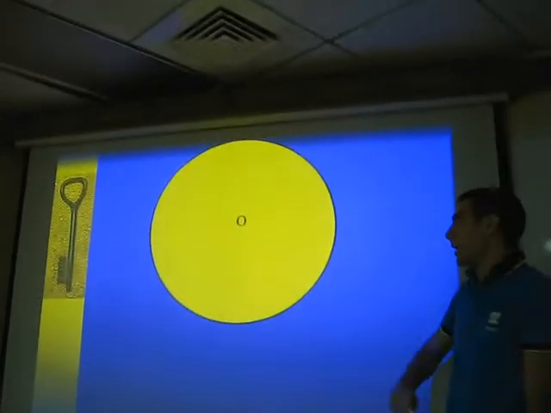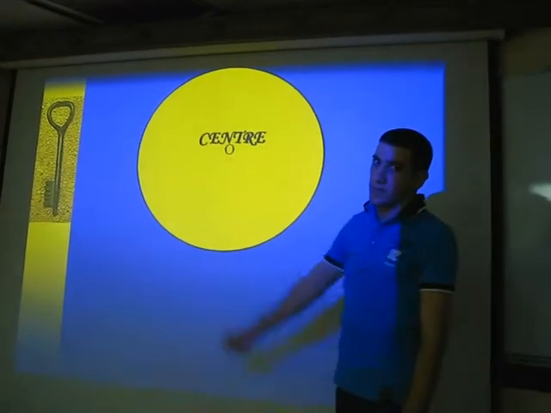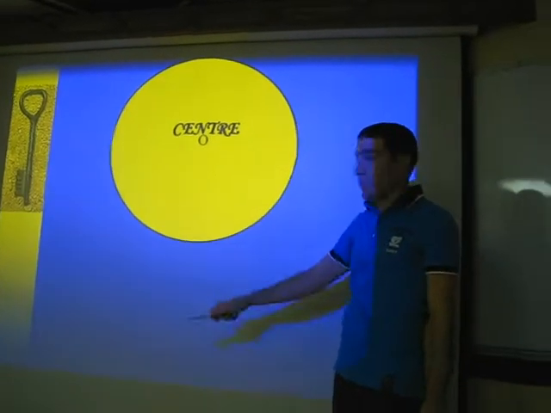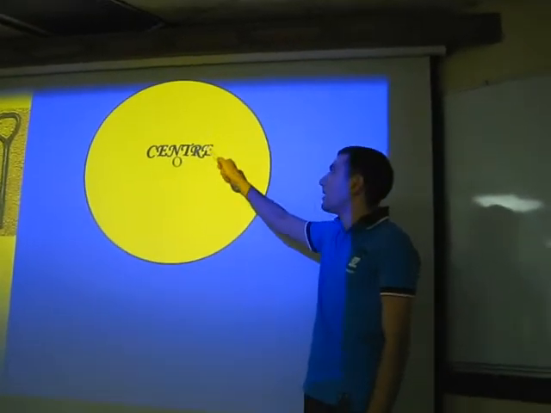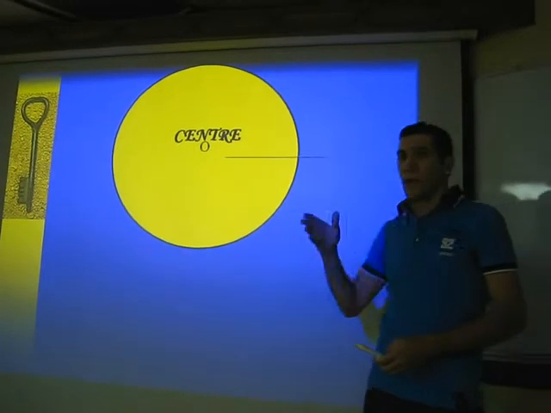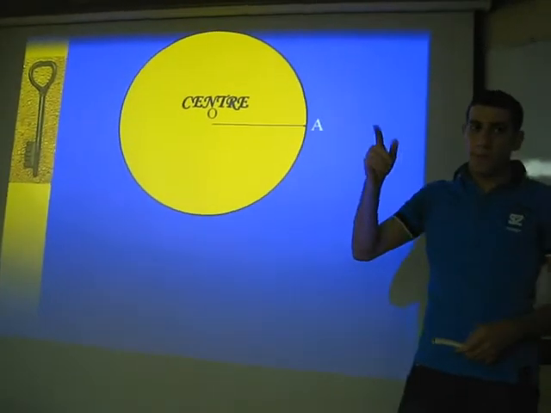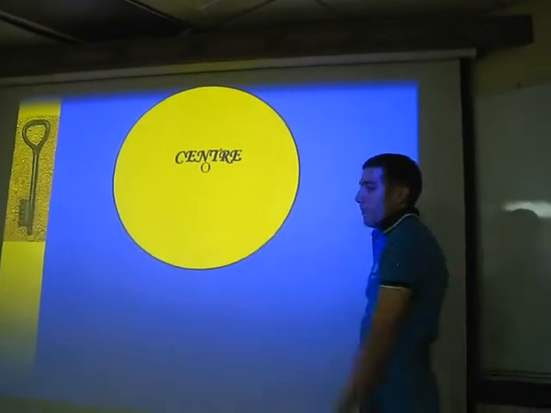This is a circle. In the center of the circle we have a point called the center. We can read the circle with the center point. We say circle O, as the name of the circle is by its center, such as we read a rectangle with its vertices. We say ABCD rectangle, and here we say circle O.